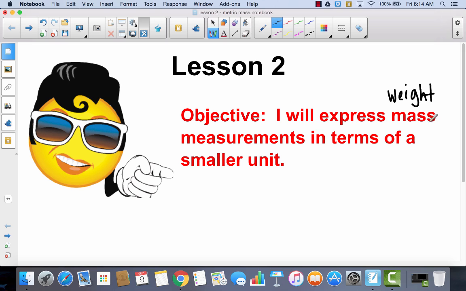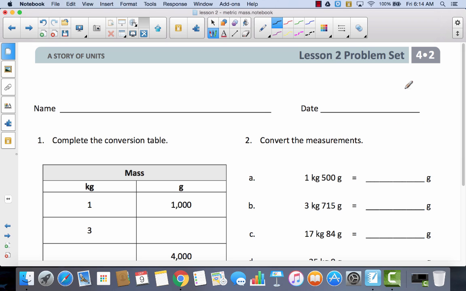Okay, it's a scientific term. It's also a mathematical term. It means how much something weighs. All right, so let's take a look at our problem set. Go ahead and write your name, and then let's take a look at number 1.